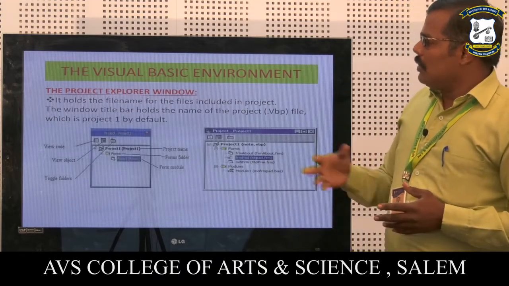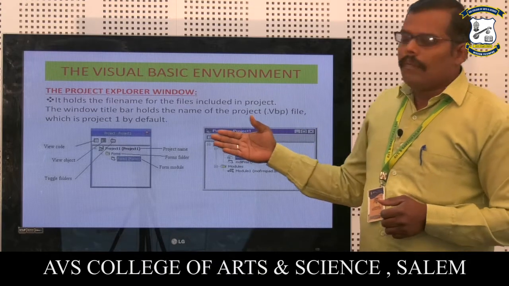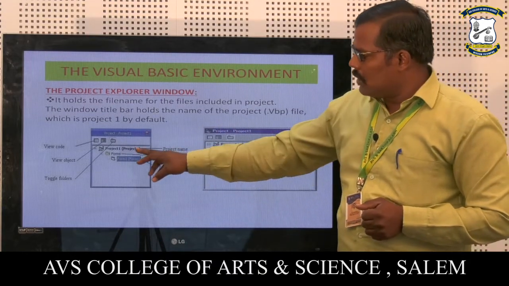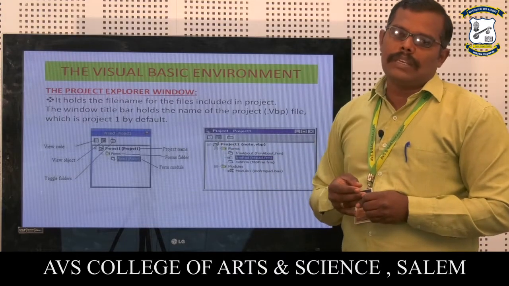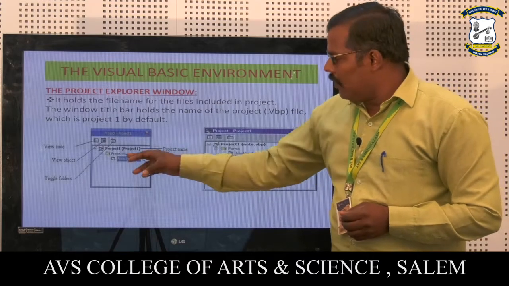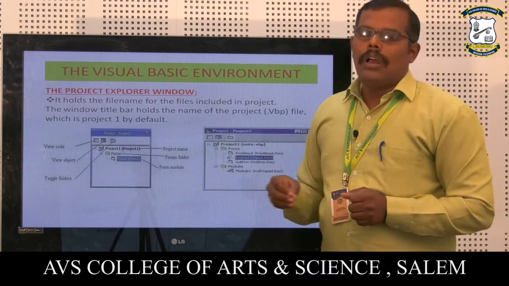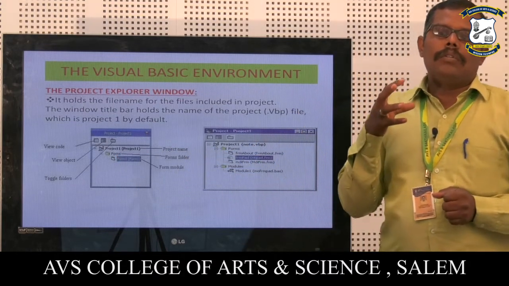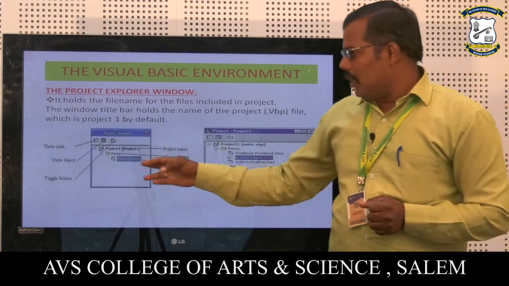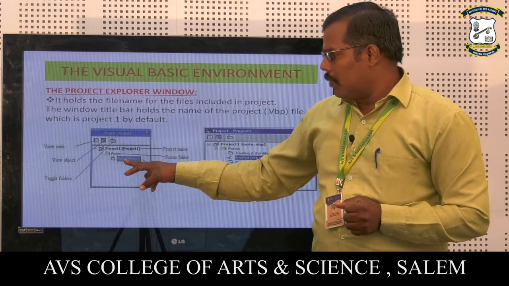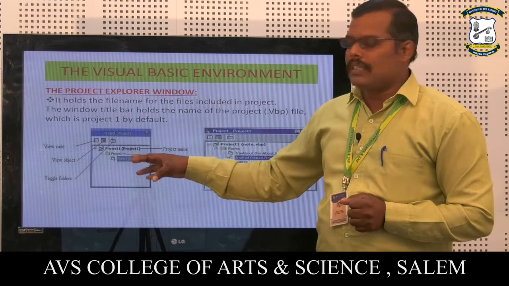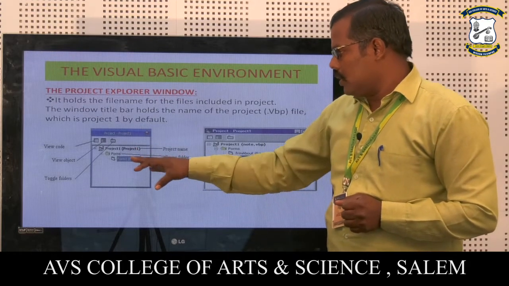So next one is the project explorer window. Here we can see our project name. The default project name is Project1. We can change the default project name, and after that we have a folder called Forms. We can develop a VB app with more forms. By default it will come with one form, that is called Form1. Here this name we can also change.